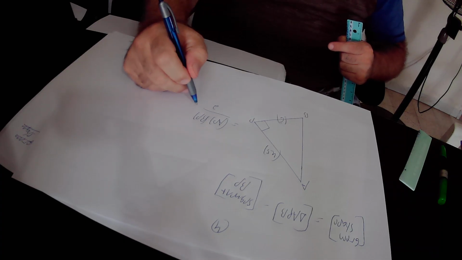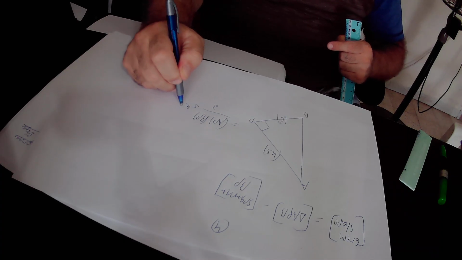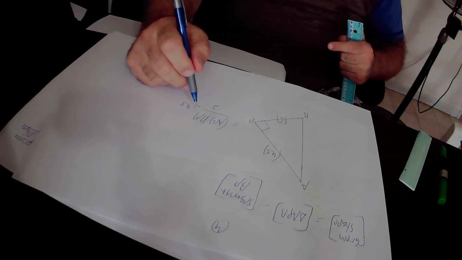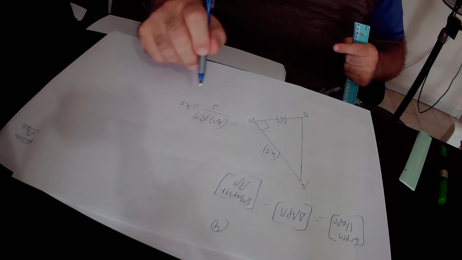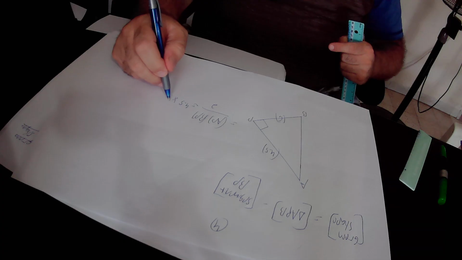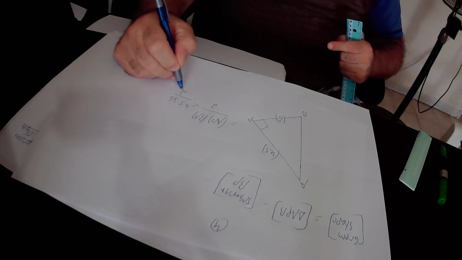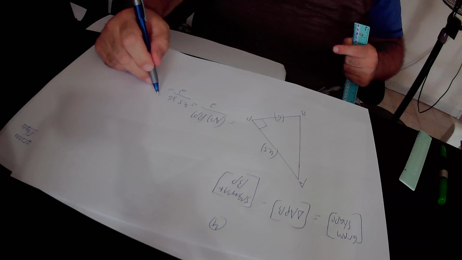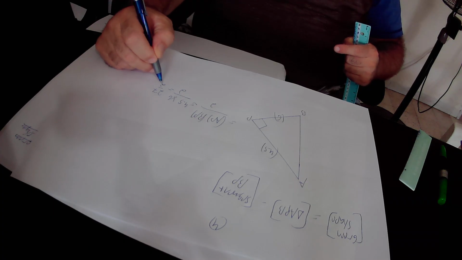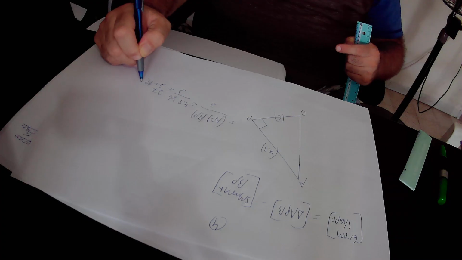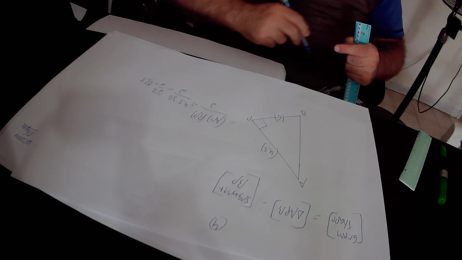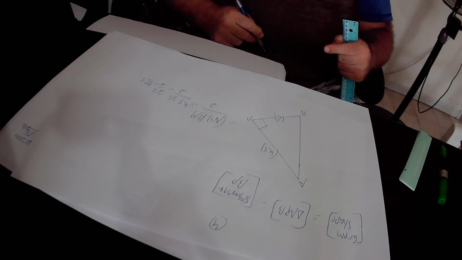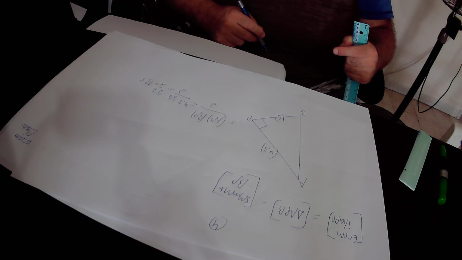The base AP is 4.5 times BP, that is 6, divided over 2. 4.5 times 6 is 27 over 2. 27 over 2 is 13.5. So the area of this right triangle APB is equal to 13.5 square units.